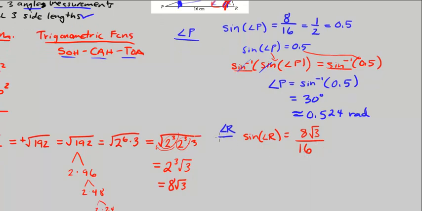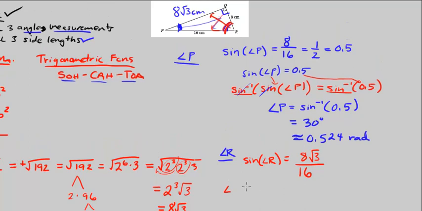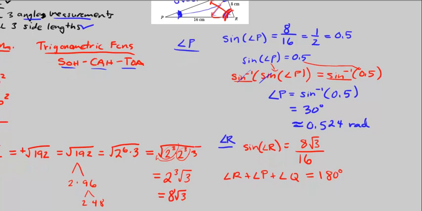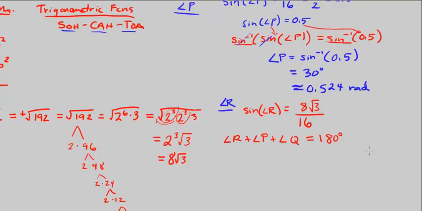Another way I could solve for angle R is to remember that if I add up all three angles in a triangle, that's angle R plus angle P plus angle Q, the measurements of each angle add up to be 180 degrees. This is always true, no matter if it's a right triangle or an obtuse triangle or an acute triangle. So angle R we don't know, but we know angle P we just solved, it's 30 degrees. And we know angle Q is given to us as 90 degrees. So this we could use to solve for angle R, or this we could use to solve for angle R. This is much easier. I don't even need a calculator.